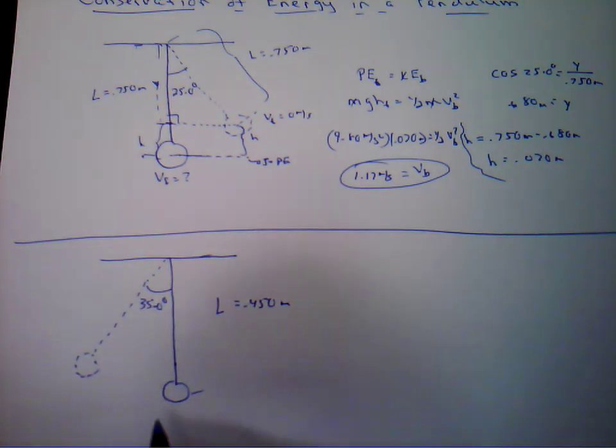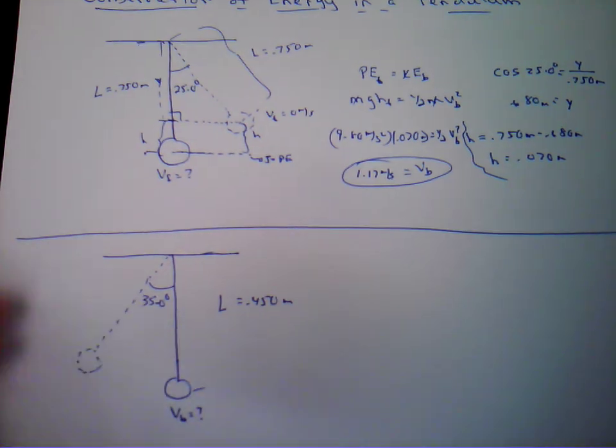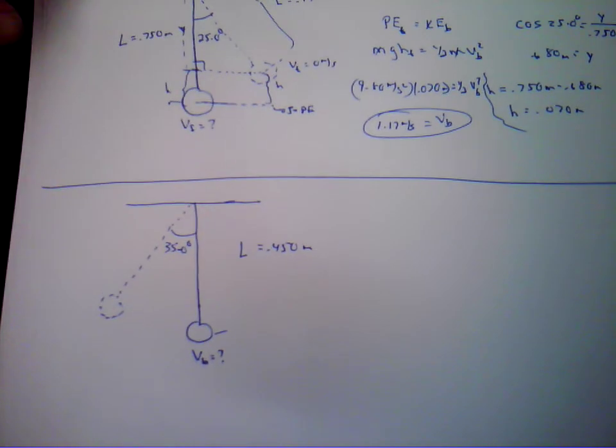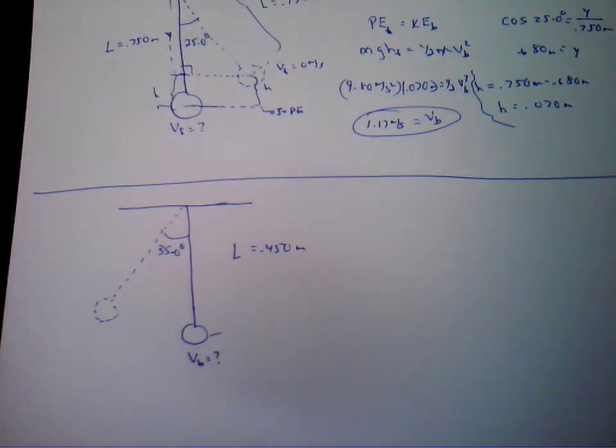And what we want to know is what the final velocity is. I'm going to put v sub b for the bottom. You can put vf if you want to. This is the final velocity at the bottom. When we let this go from here to here, how fast is it going to be moving at the bottom of its path? I'd like for you to pause the video and see if you can solve this problem.